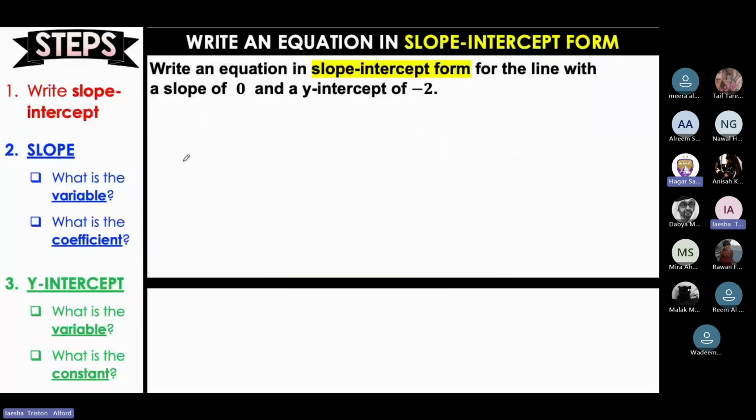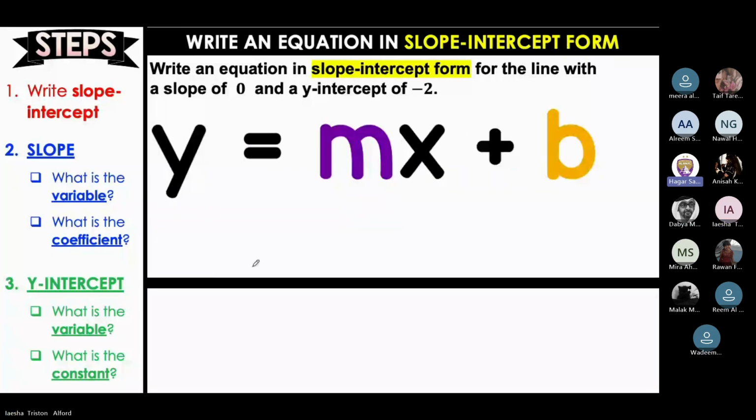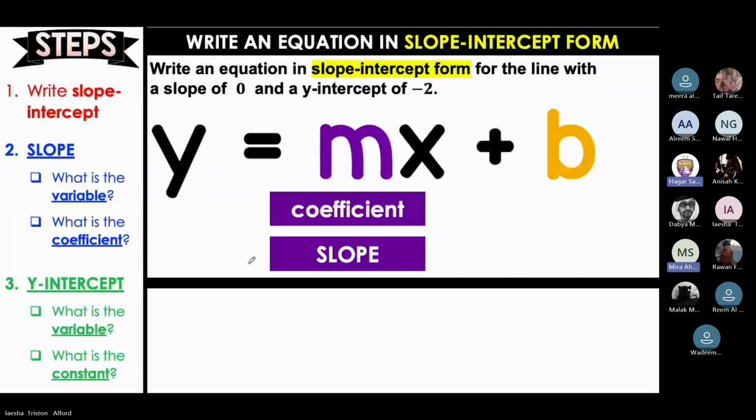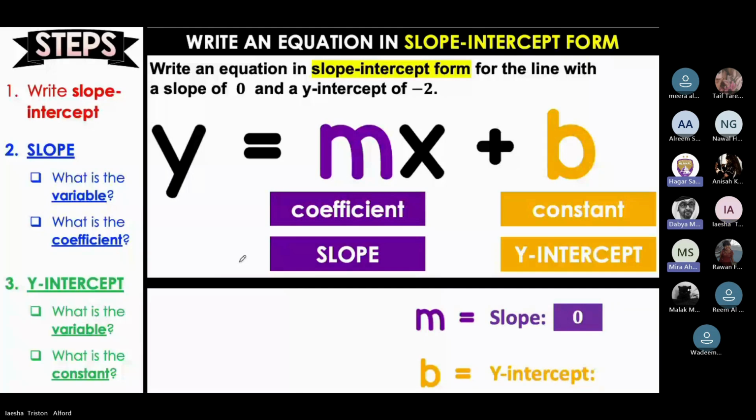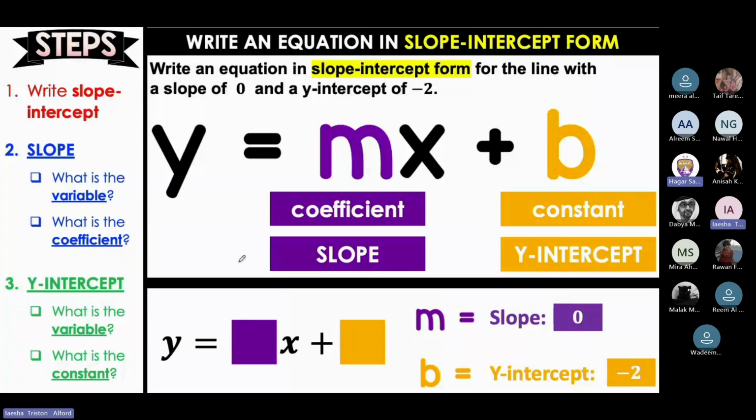Try again. Write an equation in slope-intercept form. y equal mx plus b. M is the slope, coefficient. And b is the y-intercept, constant. Keep reading. Your slope is what number this time? 0. And your y-intercept? Negative 2. Write the equation.